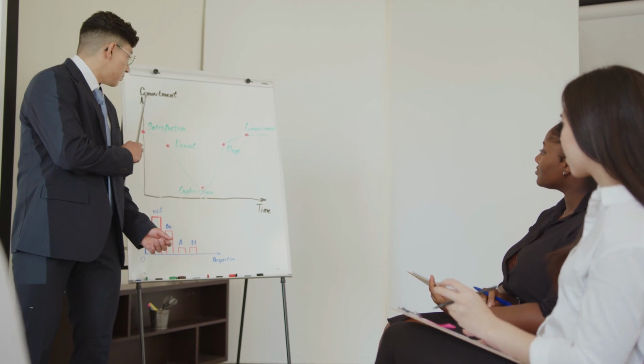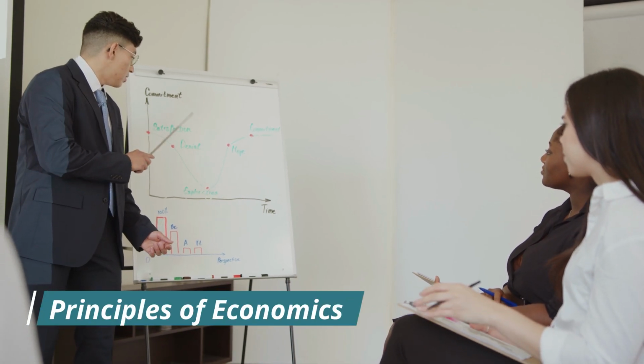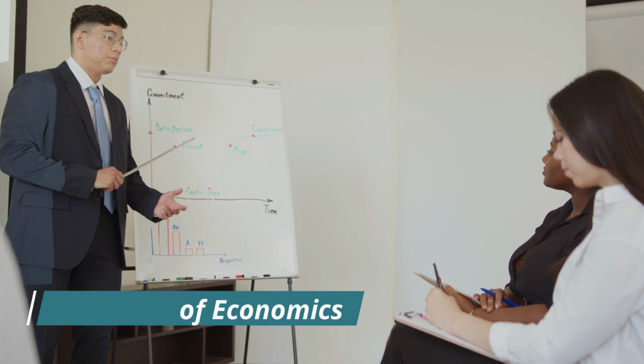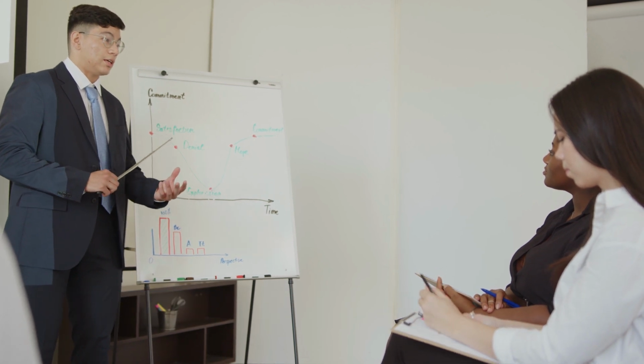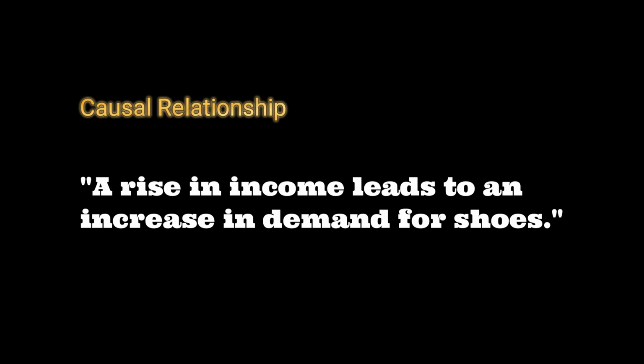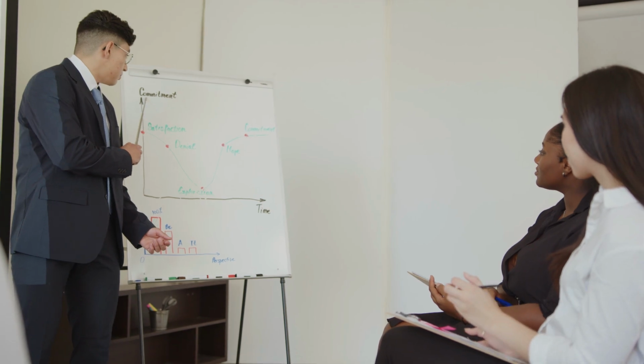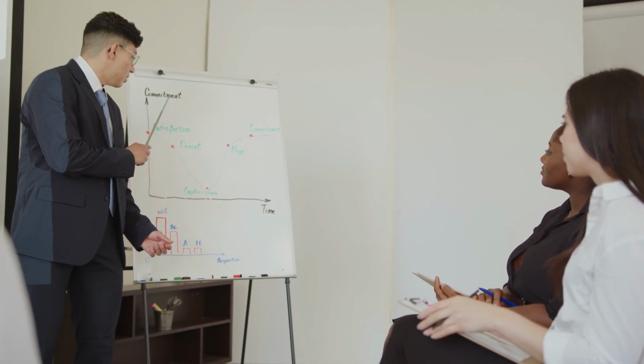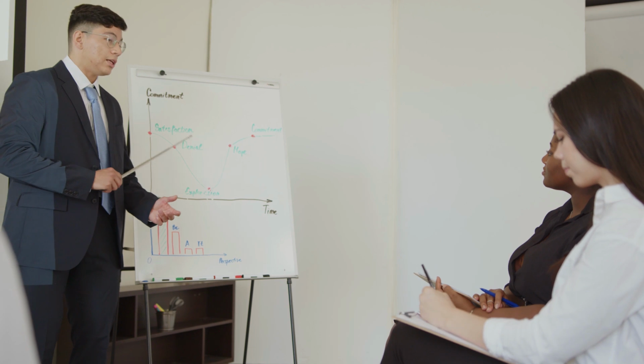7. Cause and effect. In economics, understanding cause and effect is critical. When we analyze economic relationships, we often want to understand how one variable influences another. For example, if we say, a rise in income leads to an increase in demand for shoes, we are exploring a causal relationship where one factor, income, leads to a change in another, demand.